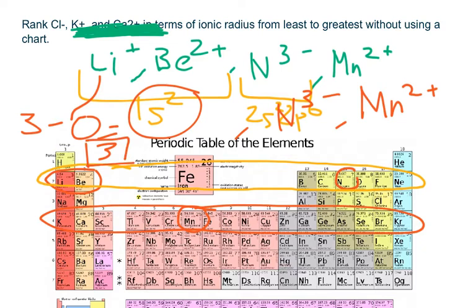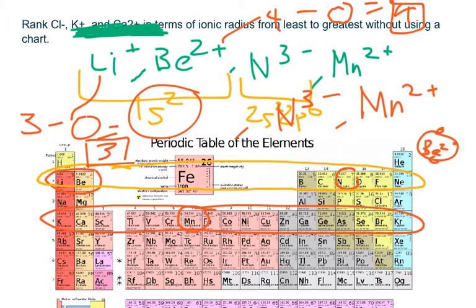Now, what about beryllium 2+? Beryllium has an atomic number of 4, and we subtract the number of core electrons. Remember, beryllium 2+ has 2 electrons, the 1s2 electrons, and it has only valence electrons. It has no core electrons, so this will be 0. 4 minus 0 is 4. So look at this: beryllium 2+ has a higher effective nuclear charge than lithium plus.